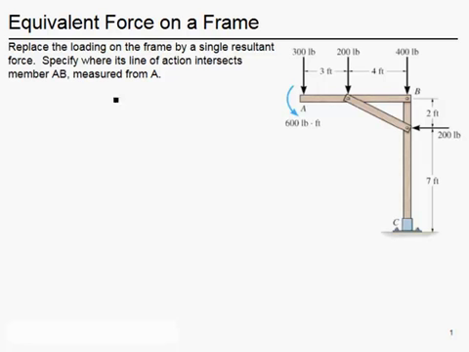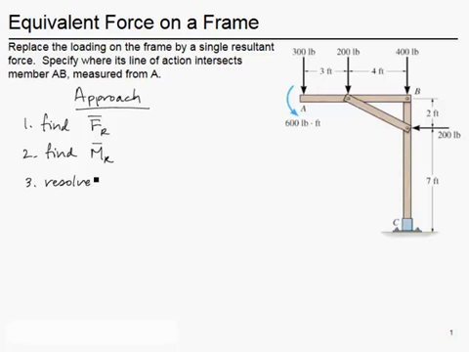Let's write an approach. Step one is we're going to do what we usually do in these equivalent problems, and that is to find the force resultant. Step two is usually the step two in these kinds of problems, which is to find the moment resultant. Step three is the new step for this kind of problem, and what we need to do is resolve these into a single force and figure out where that force acts. So all the action in this problem really takes place in step three.